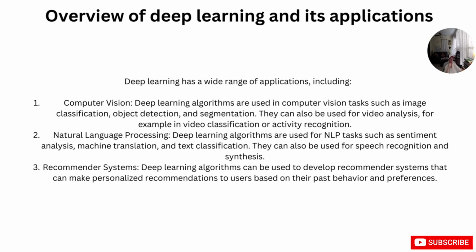Number two, natural language processing. Deep learning algorithms are used for NLP tasks such as sentiment analysis, machine translation, and text classification. They can also be used for speech recognition and synthesis.